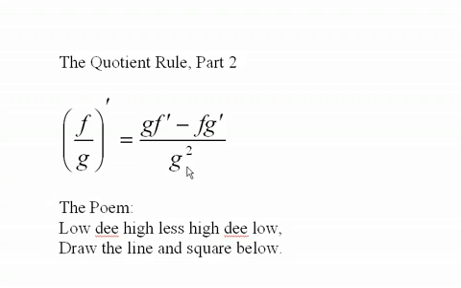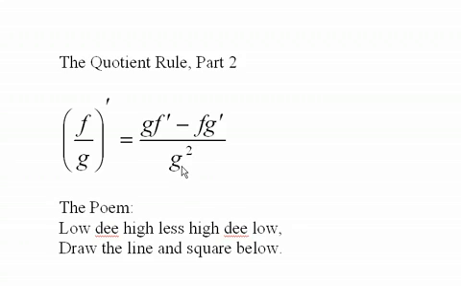So I have a little poem here, and I'll read the poem. Low d high, less high d low, draw the line and square below. Well, low means the denominator, high means the numerator, d means derivative, okay, and less means minus, okay. So it's low, we take the denominator g times the derivative of the high, the one up high, less high f d low. We draw the line and we square what's below.